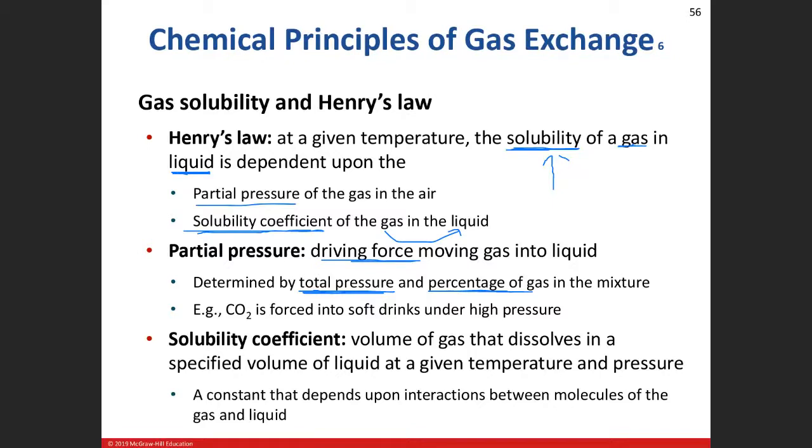All right, when we get to the solubility coefficient, and again, a lot of this is going to depend on, all right, the temperature, obviously. All right, you heat things up, you can get more stuff to occur.